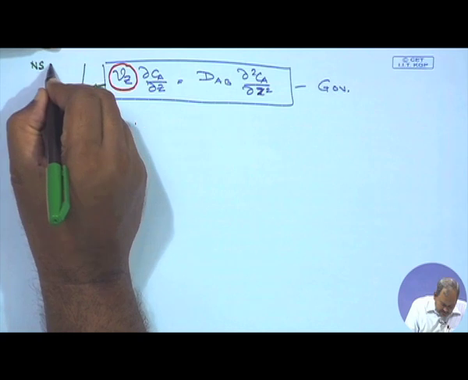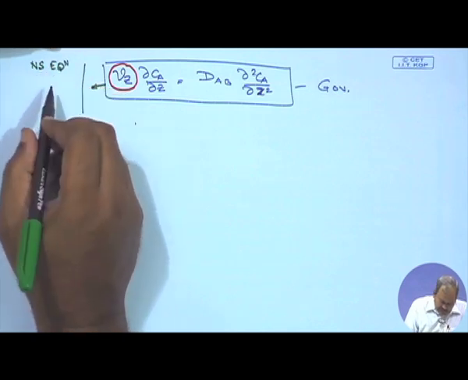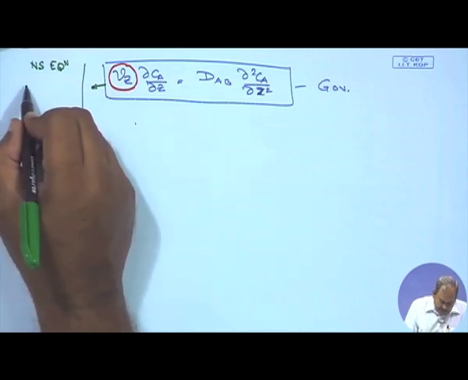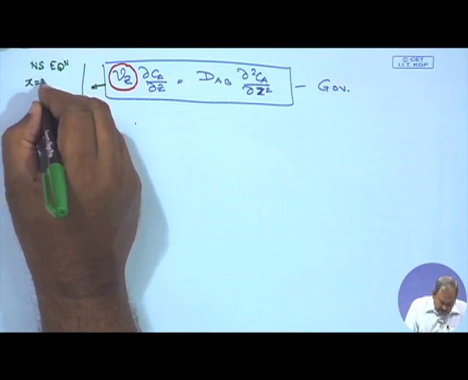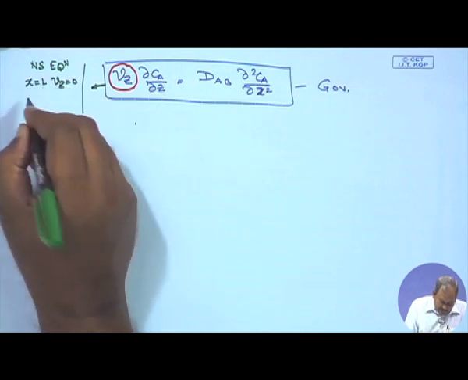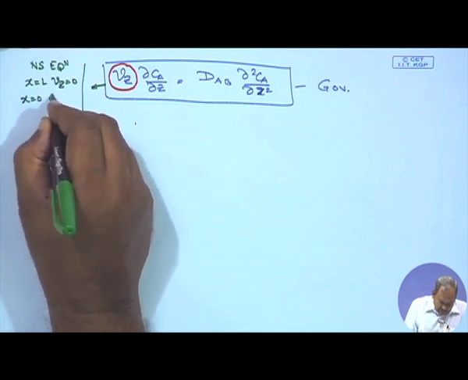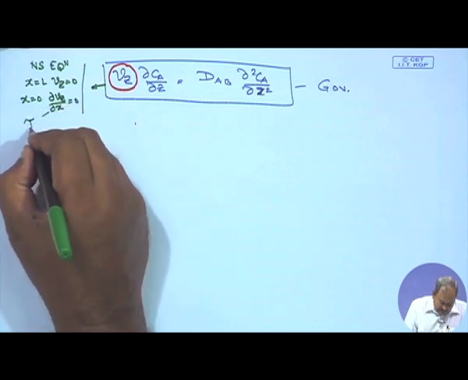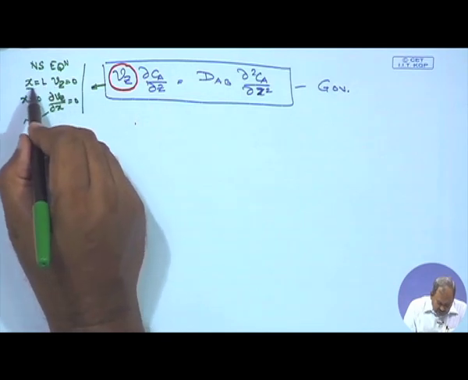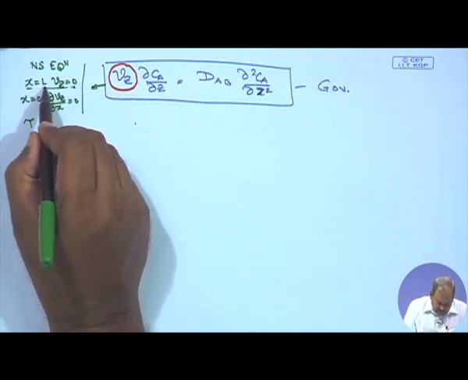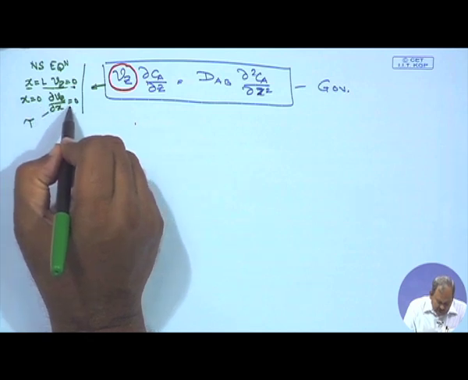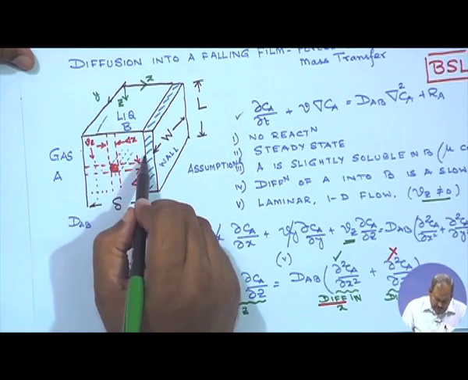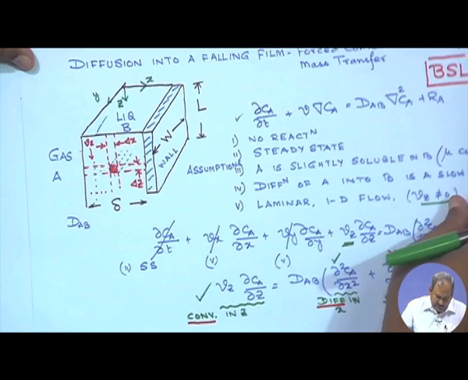So you write the Navier-Stokes equation for the z component, and it is a free flow, so it is only due to gravity. The boundary conditions that you have used are at x equals L, Vz is equal to 0, and at x equals 0, del Vz by del x is 0, which in other words is saying that tau is going to be equal to 0. So this is the no slip condition at the liquid solid interface, and this is the no shear condition at the liquid gas interface.